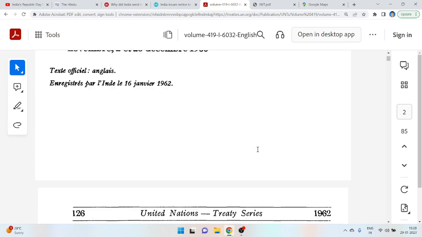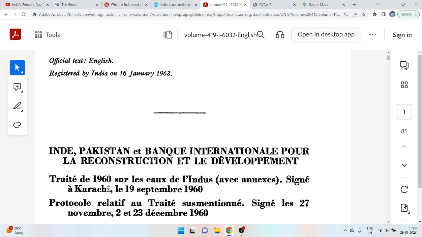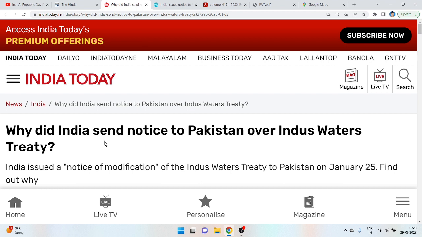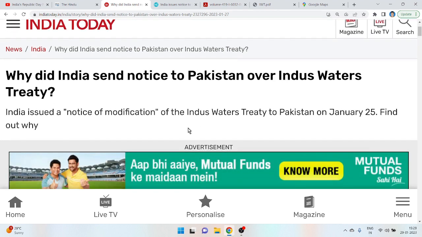You will find. Now, before I discuss the depth of this treaty, I will tell you about the news, why India sent a notice to Pakistan over the Indus Water Treaty. Why suddenly? Because this treaty was signed in 1960. There was no problem, but suddenly one problem arose, and that's why India sent a notice to Pakistan. What is the problem? I will show you.